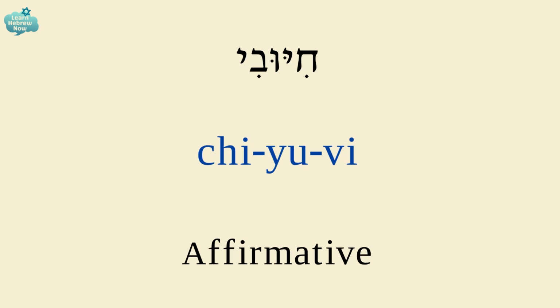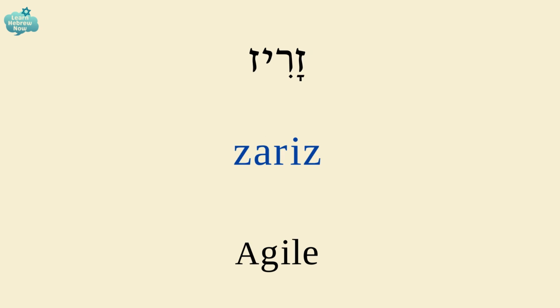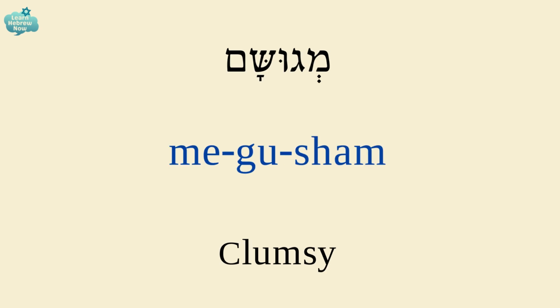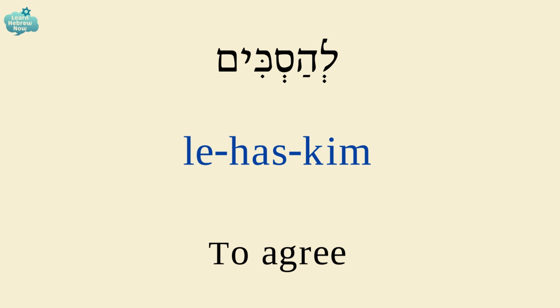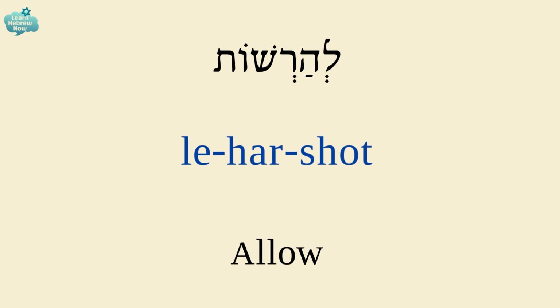Affirmative is חיובי. Negative is שלילי. Agile is זריז. Clumsy is מגושם. To agree is להסכים. To disagree is לא להסכים. To allow is להרשות.